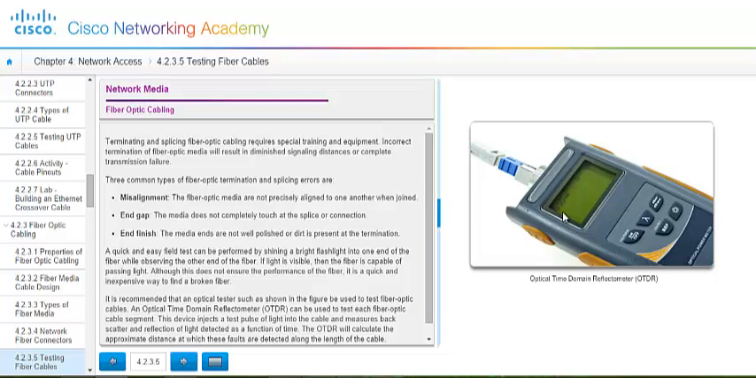There are ways to test your fiber optics, and some of the problems that you can have with termination and splicing. You may have misalignment, where the fiber optic media are not precisely aligned to one another when joined, and this can cause those light pulses not to be transmitted properly. You have an end gap, where the media does not completely touch at the splice or connection. And then you have end finish, where the media ends are not well polished or dirt is present at the termination point.